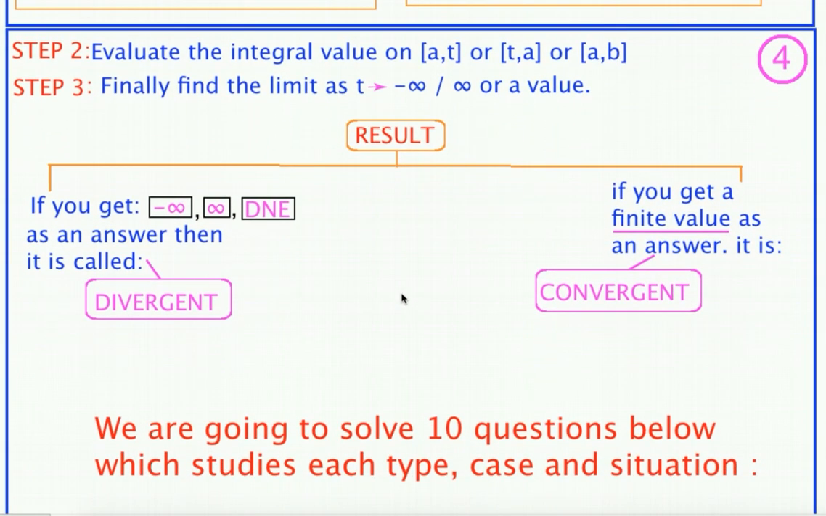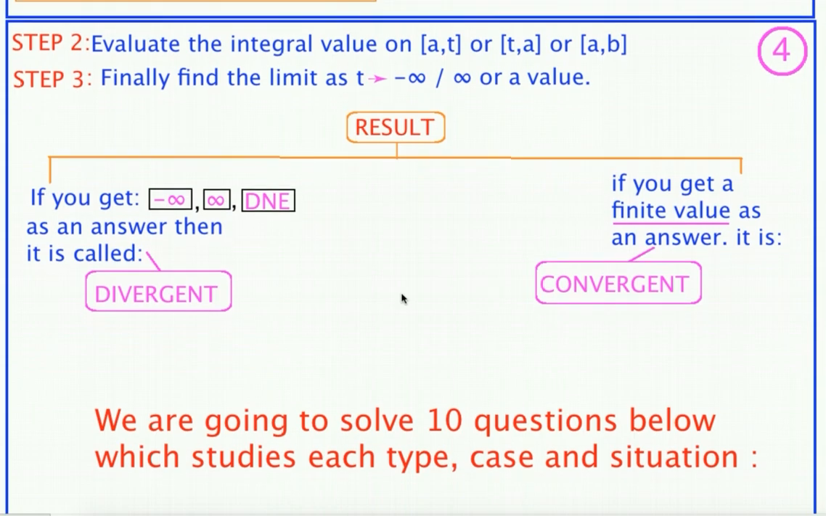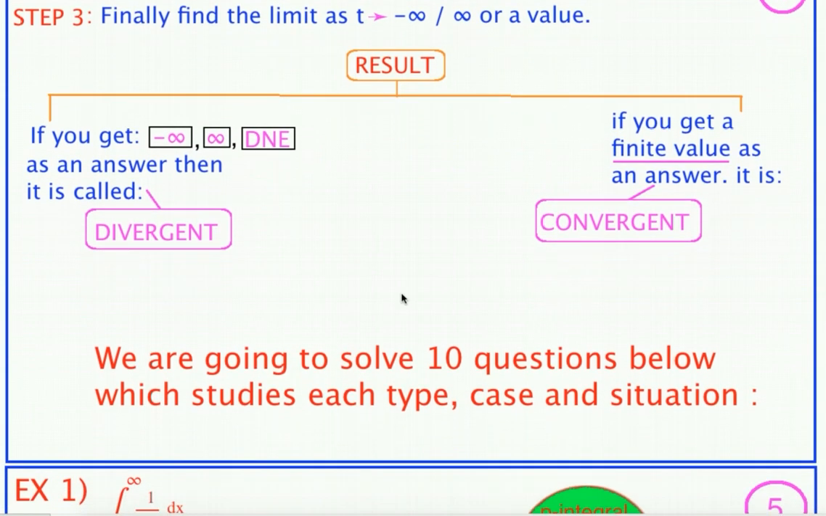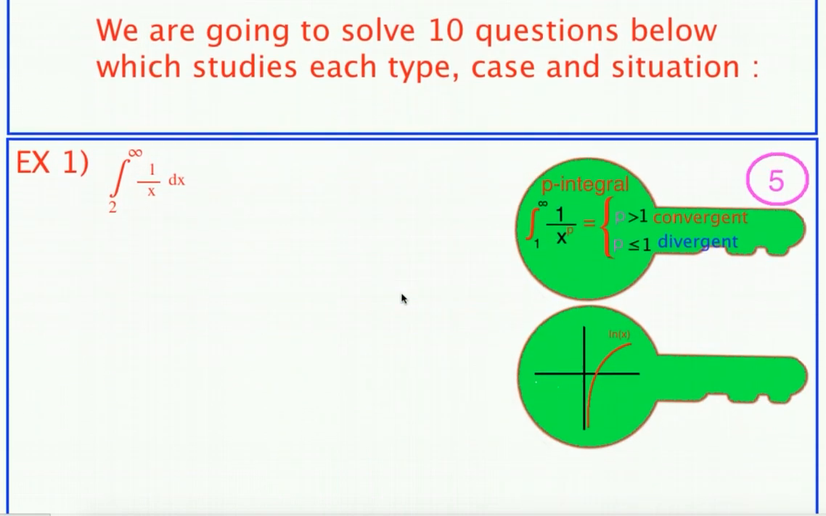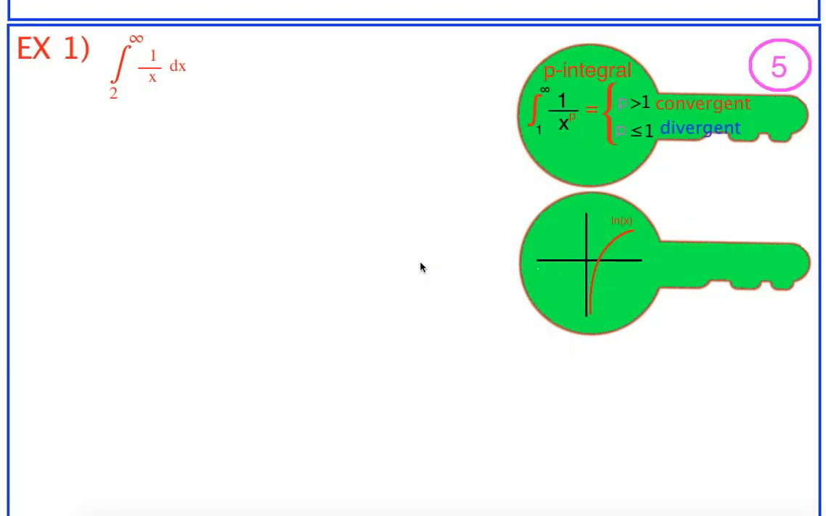Now we're going to solve 10 questions below, and we will see each case and situation very well. Here is the first question. In this question, what makes our integral improper? Let's observe. Our integral is going from 2 to infinity, so our upper boundary is infinity. So this is an improper integral, type 1. Let's start solving step by step.